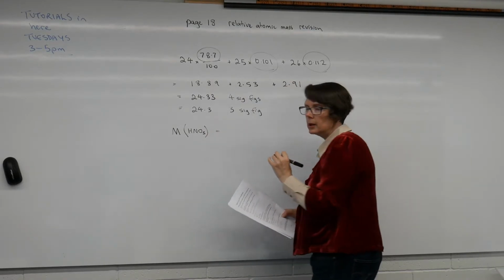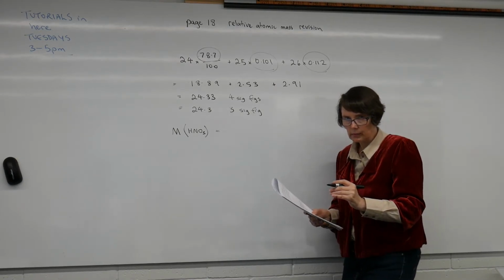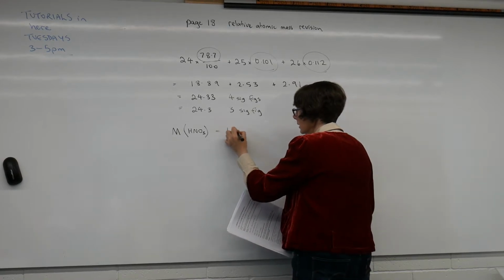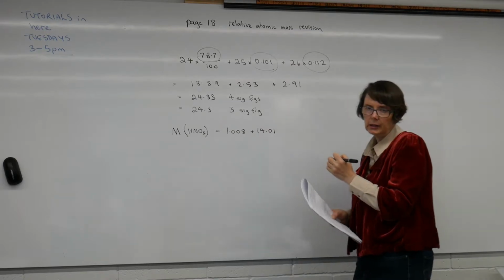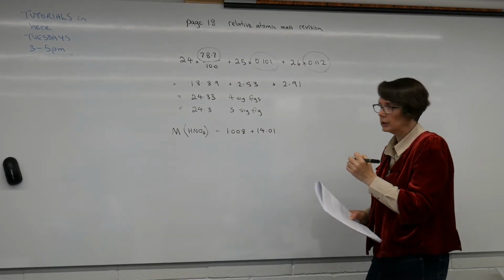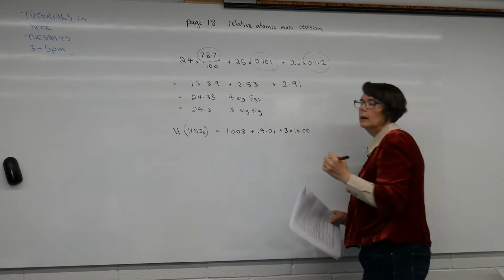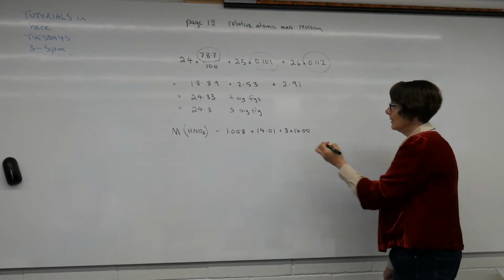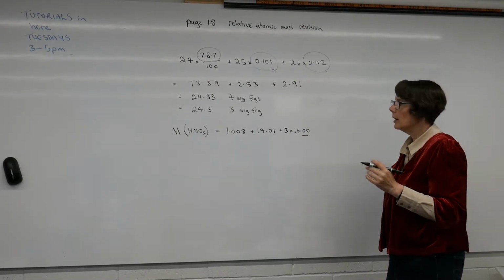We need the atomic mass of hydrogen. In the booklet it's telling you to round. I tell you now, don't round. So write the numbers as they are written on your formula sheets. And you might also notice that I'm even writing zeros. Okay, write your zeros down.